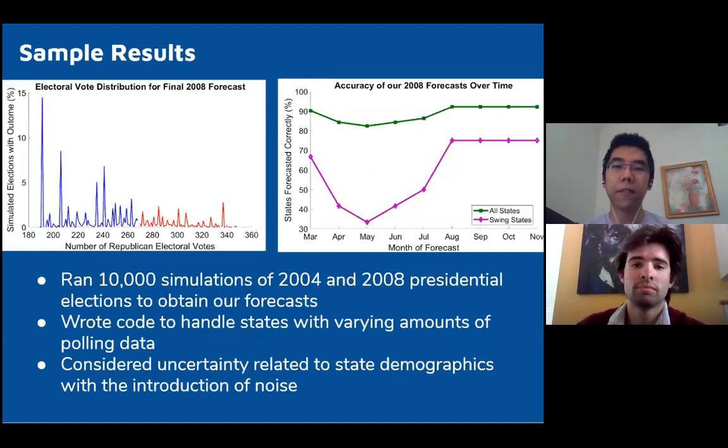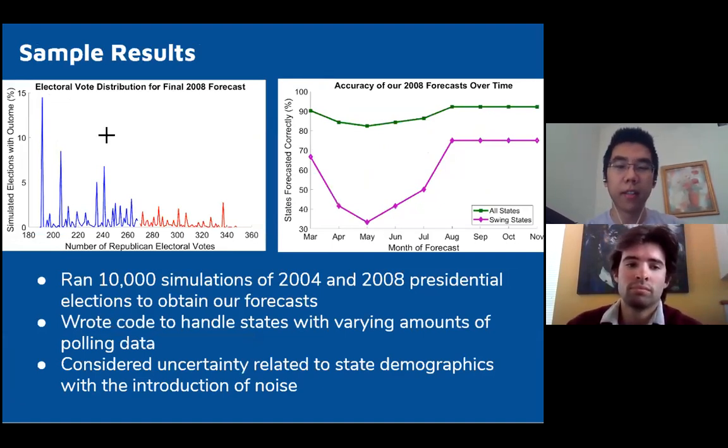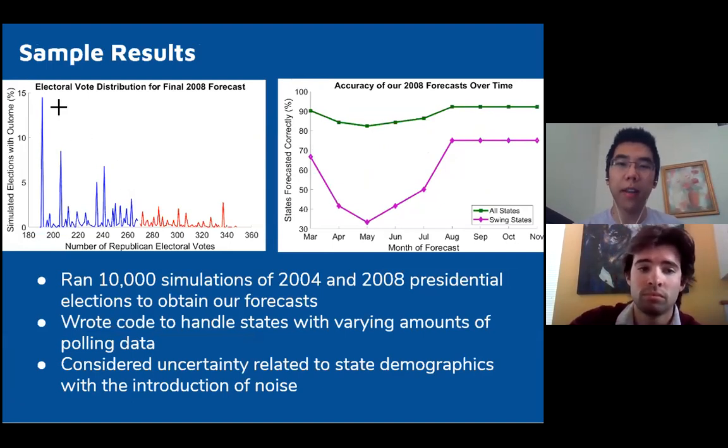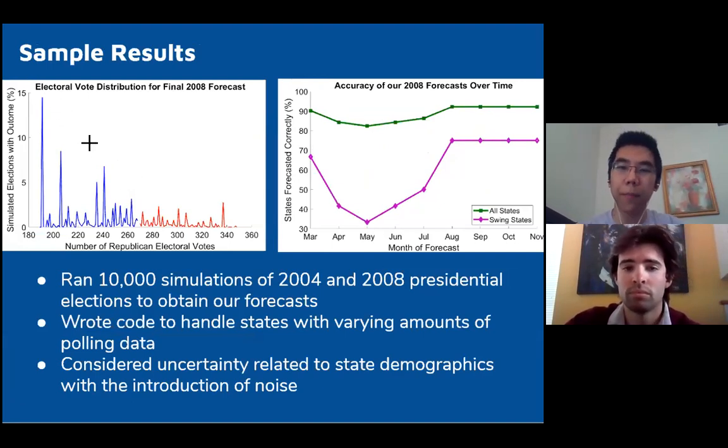As a result of those 10,000 simulations, for example, we can see in this left graph the electoral vote results for each simulation. And we can see that in 2008, our models did generally lean Democrat, which is something we know came true.